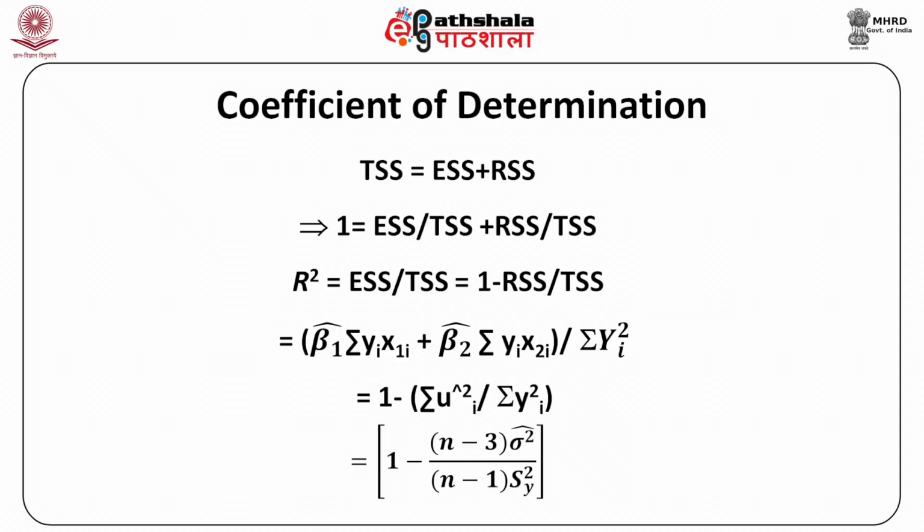From R square, we can estimate the coefficient of multiple correlation R, which shows the degree and direction of association between the dependent variable and all the explanatory variables jointly. Unlike the linear correlation coefficient, R is always positive.